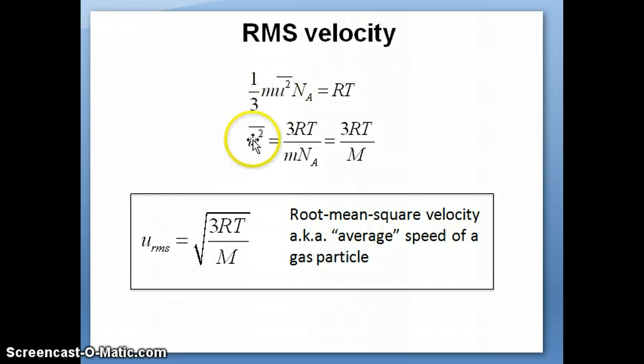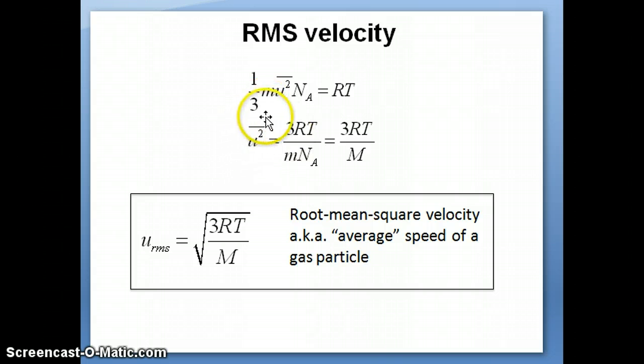First we isolate the u squared. Now the u squared with a line on top is just the average after squaring the velocity. If you remember, when we talk about standard deviation, we do something very similar. We take the difference of each measurement from the average, square those differences, and then take an average of the sum of all of those squares. This is a common statistical method to take averages if you have a huge number of particles.